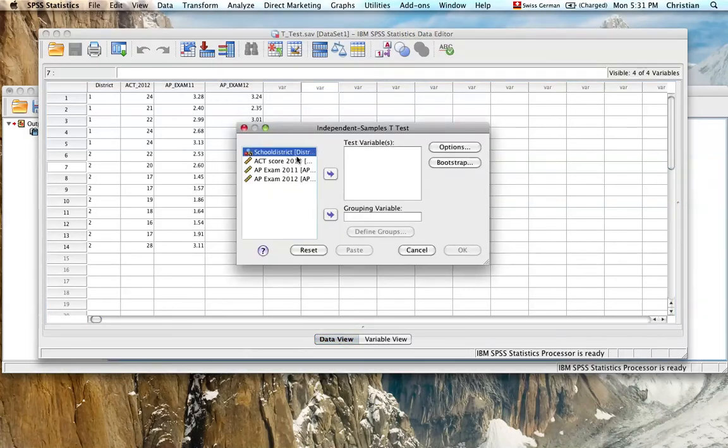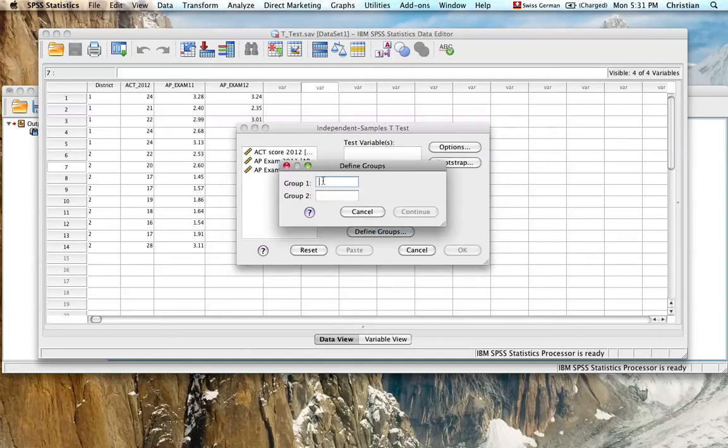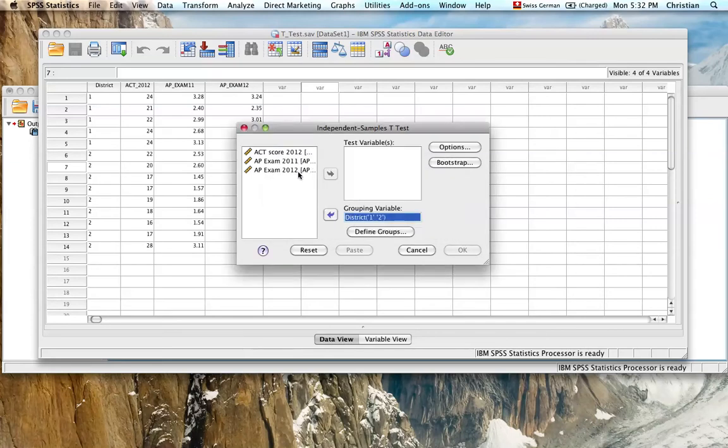Now the grouping variable will be the school district. That's the variable that we base our groups on. Click that over here and you see there's the two question marks, so we have to define the groups. Those groups are labeled 1 and 2. They're called school district A and B, but the numbers, the values that are associated with each group, are 1 and 2. Could be 3 and 4, 10 and 100, it doesn't matter, right? Because this is a nominal variable. Then we can do the AP exam, click it over here and hit OK.